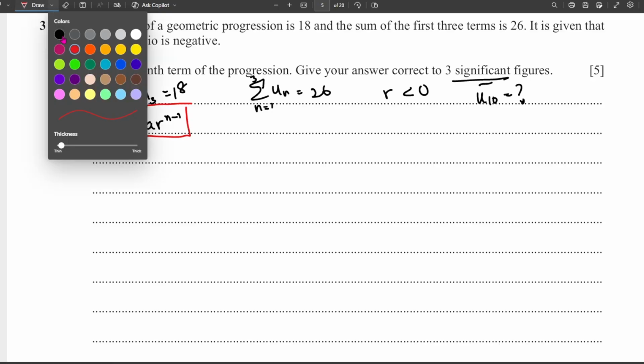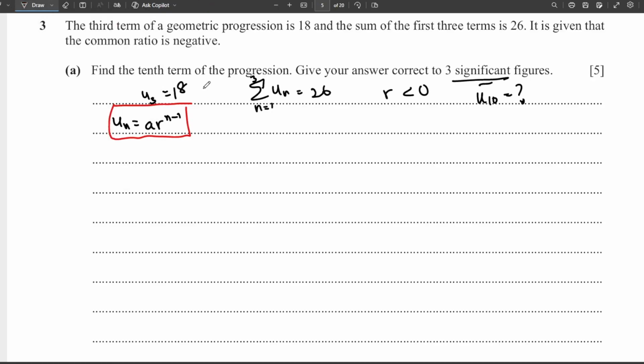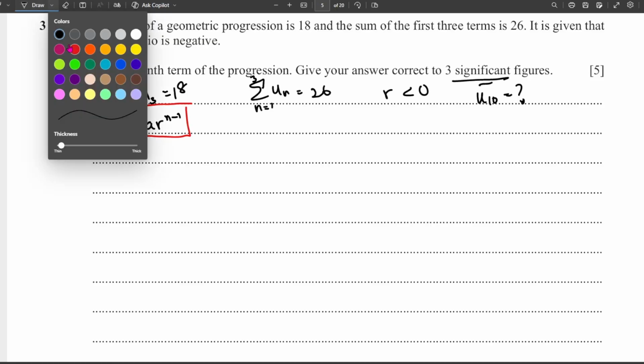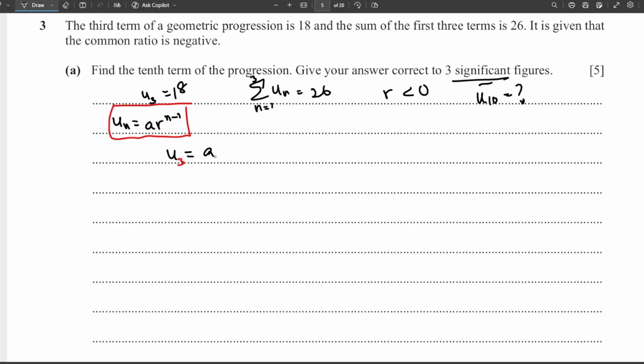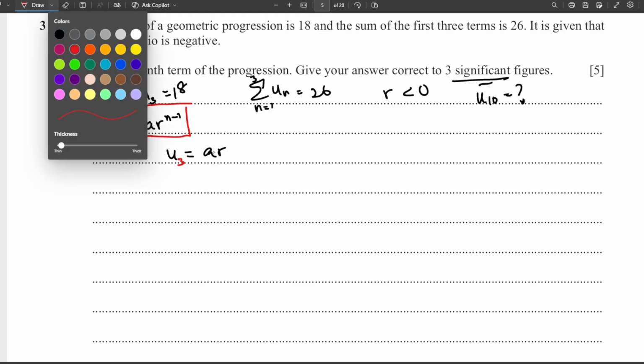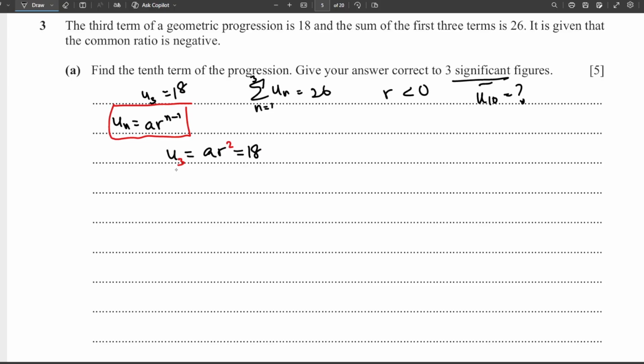So we know that the third term, u3, is 18 as given in the question. So we can use this information to try and form an equation. So u3: a we don't know, r we still don't know, but n we know will be 3. So 3 minus 1, that will be 2. Okay, and that we can equate to 18. So this is one of the equations we can get from the information.